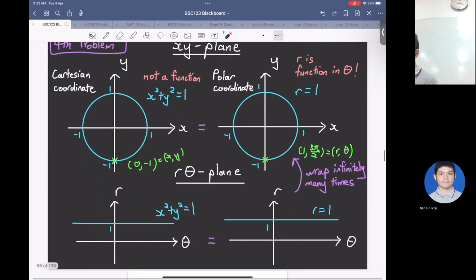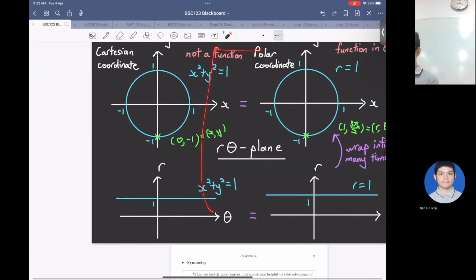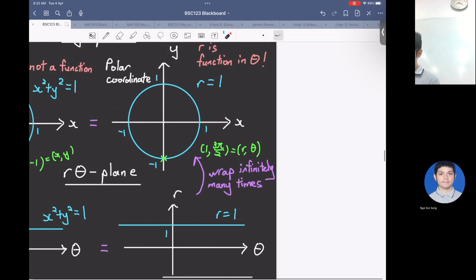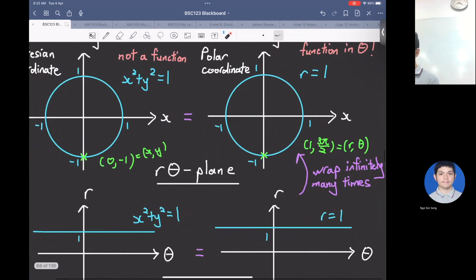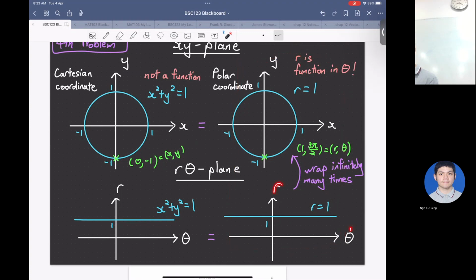We look at this r theta plane. If we focus on this square here, just now we focused on this square, let's focus on this square now. If our XY coordinate becomes r theta coordinate, then r equals 1 is just a constant line. Make sense? So for every theta, it is r equals 1.